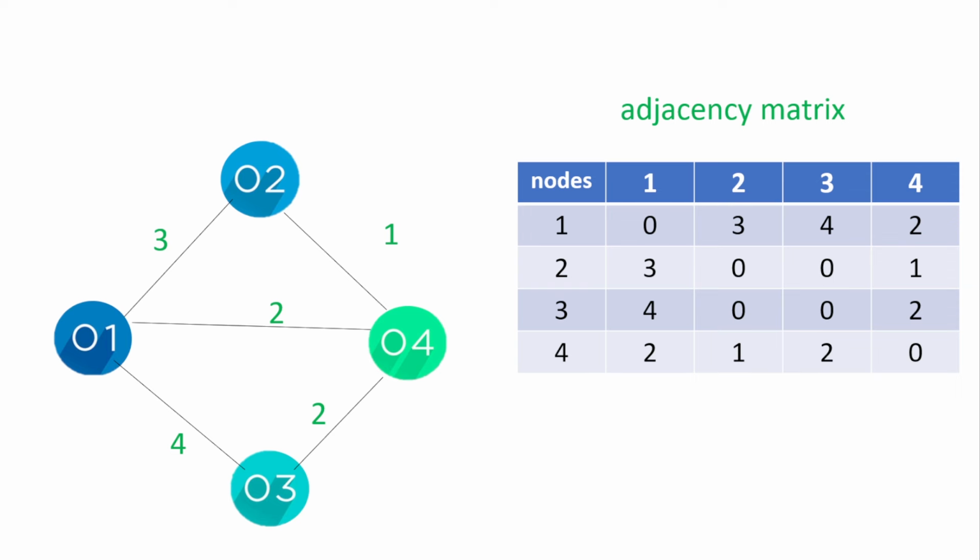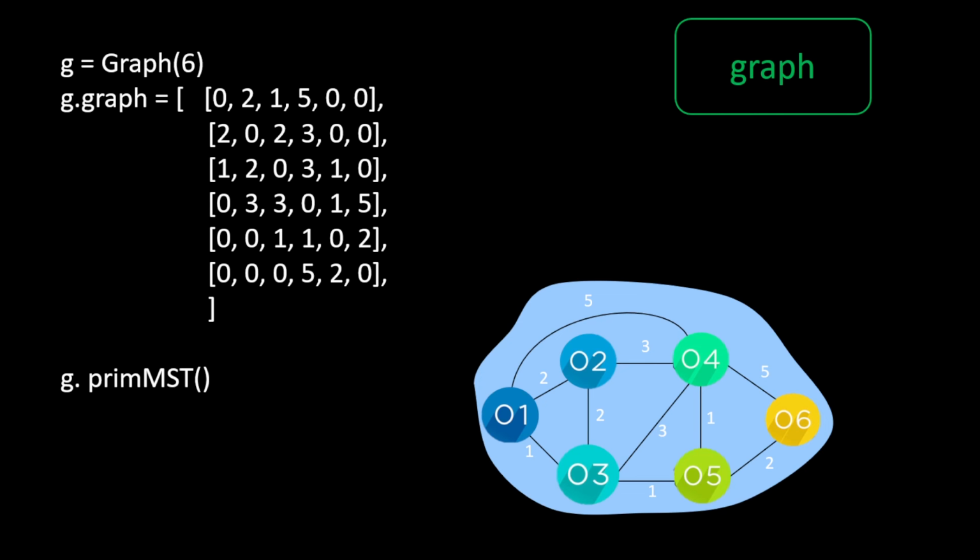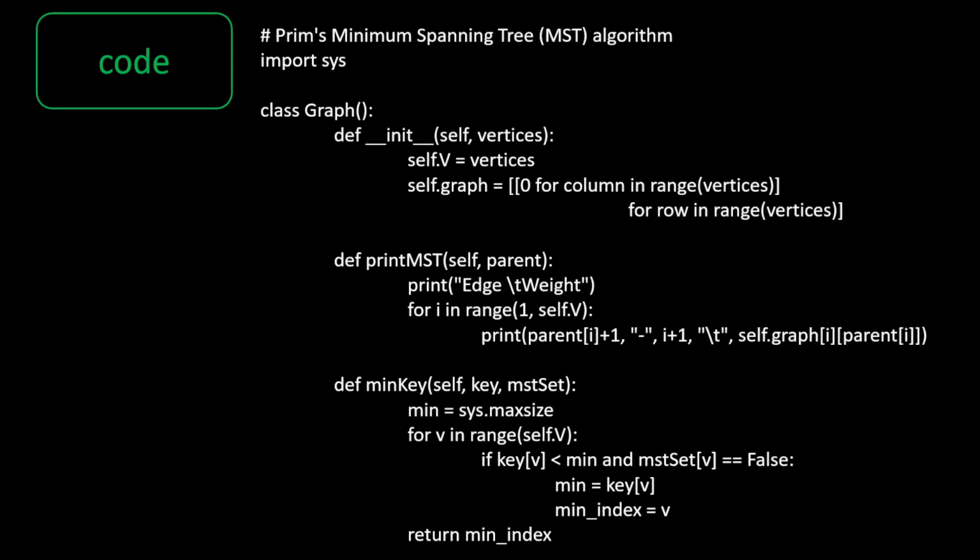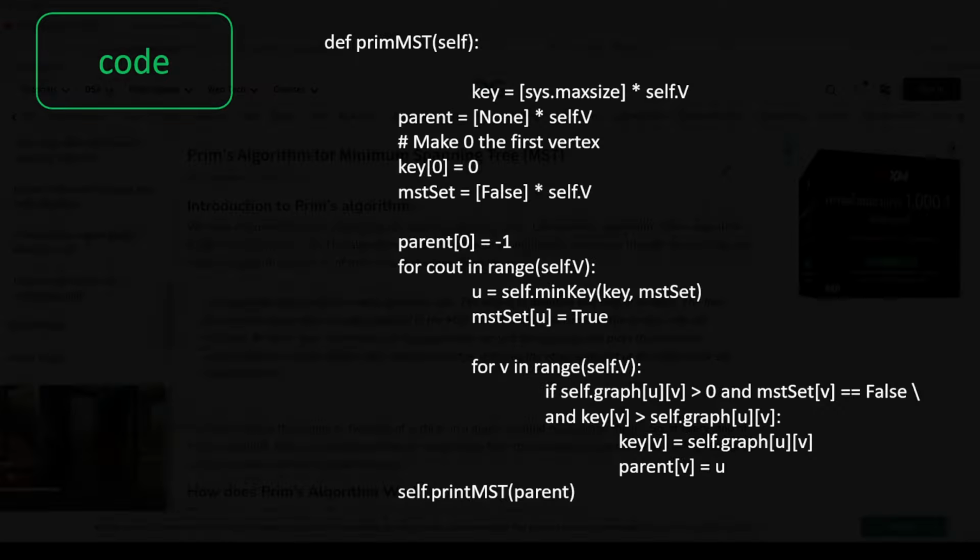We put that into code in Python. You can see we put it into the graph, and for each number you can see the list of costs. And here is our code with the graph class, where we have the initialization, the printing method, and also to find the smallest key value. And here is the algorithm.